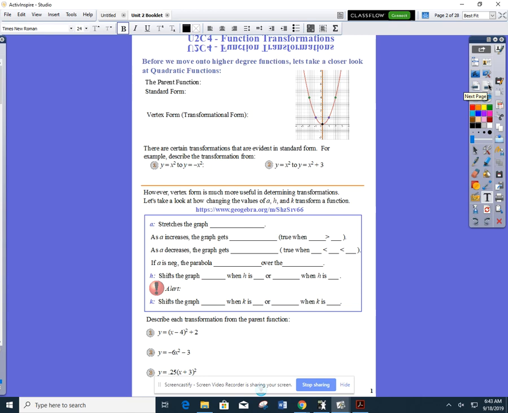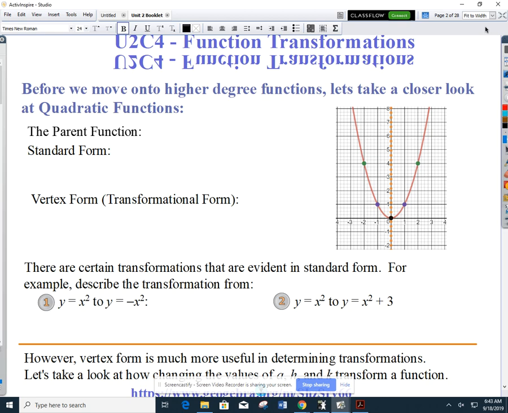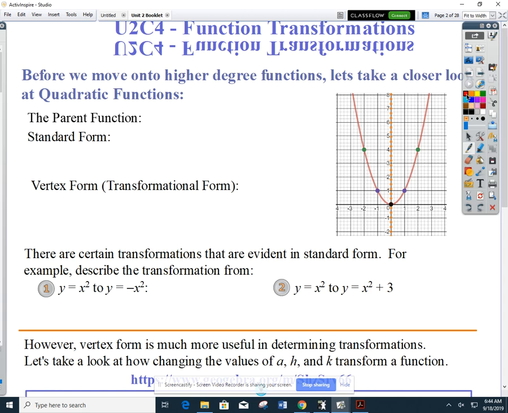So the first concept we're going to cover is function transformations, which you did a worksheet yesterday that had you explore these transformations. So some of this should seem familiar. Before we move on to higher degree functions, we're going to take a closer look at quadratic functions. Since you studied quadratics for the majority of Math 2, you should know quite a bit about quadratic functions, and you might be sitting there thinking, I really don't know anything about quadratics, but you probably remember more than you realize. So we're going to take a look at quadratics.